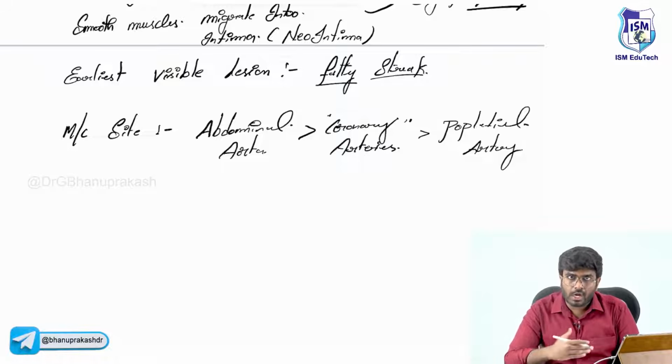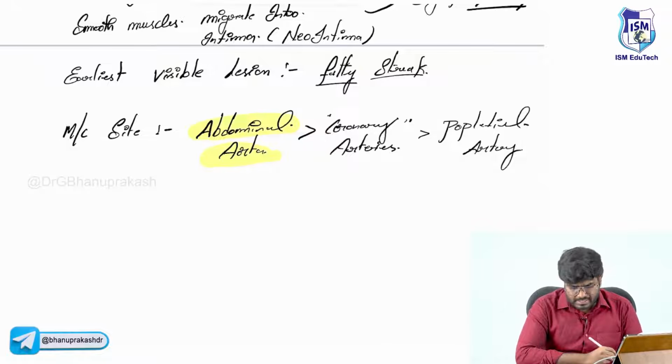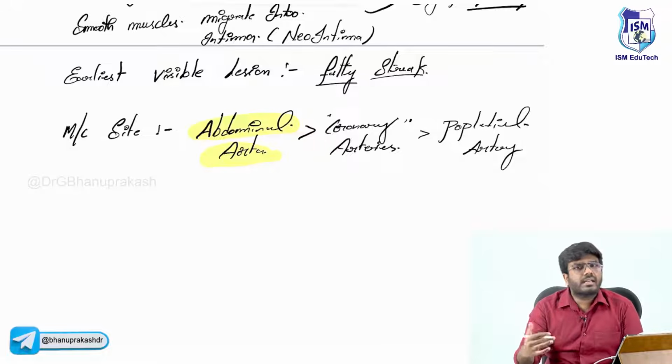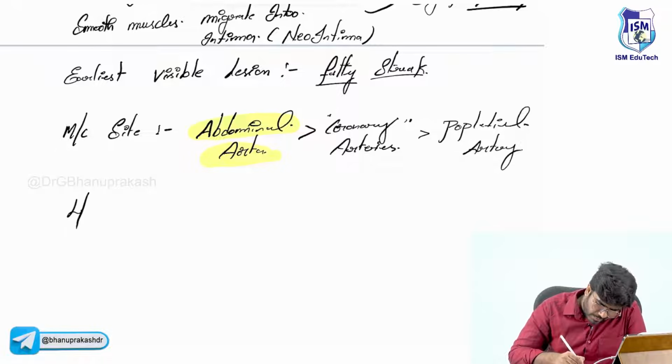This is the order, sir. This is the order of atherosclerosis. So what is the most common blood vessel that is affected? Abdominal aorta is most commonly affected in atherosclerosis. Next, what is the least common site of atherosclerosis? Atherosclerosis can occur in any blood vessel. What is the least common site? Most common site is abdominal aorta. What is the least common site?